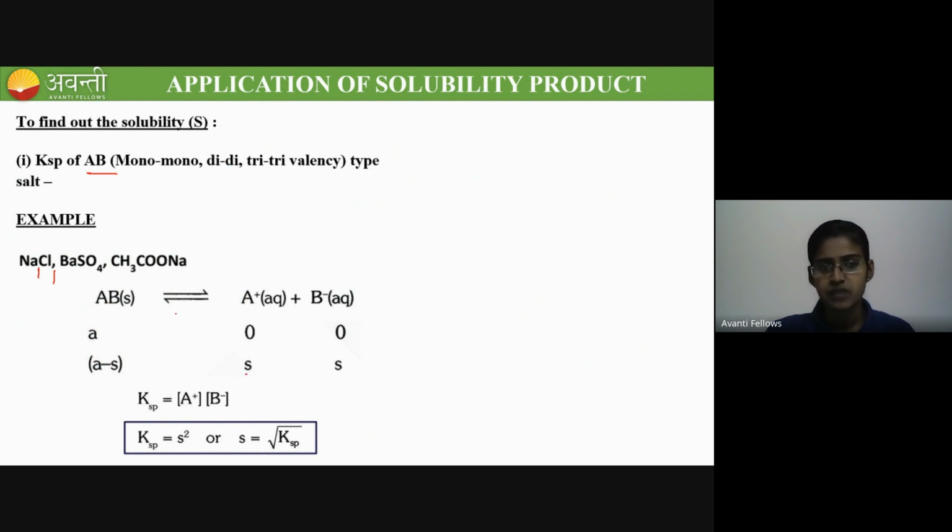And in that case, we have S for both. So it will be S squared, or S is equal to the square root of Ksp. Okay, this is how we have to find out the solubility.